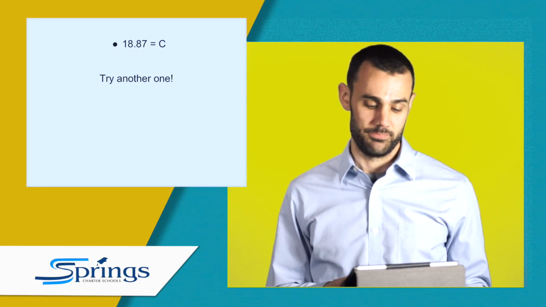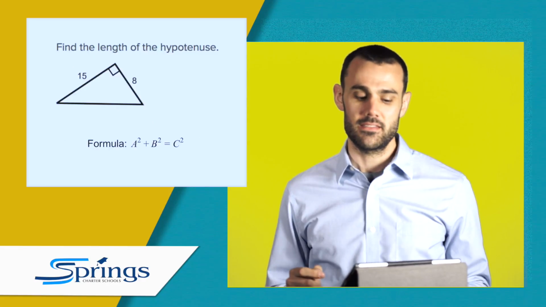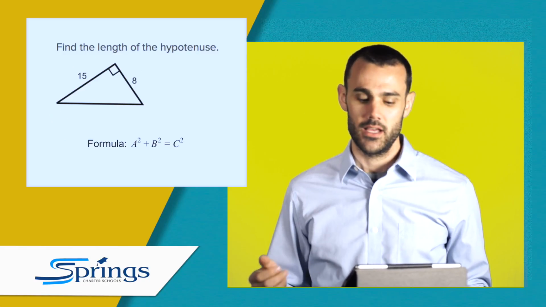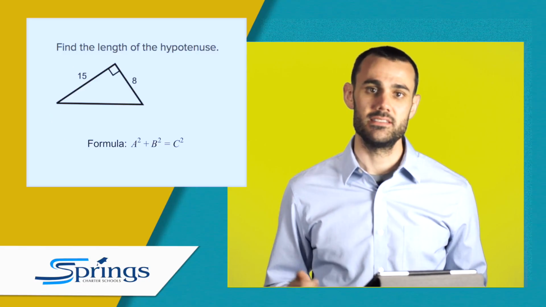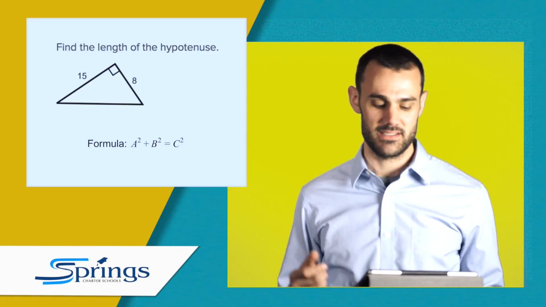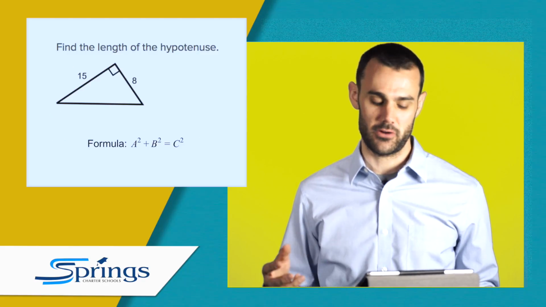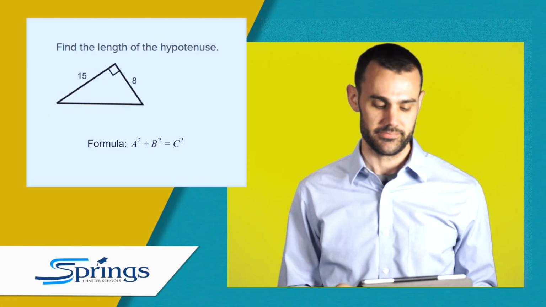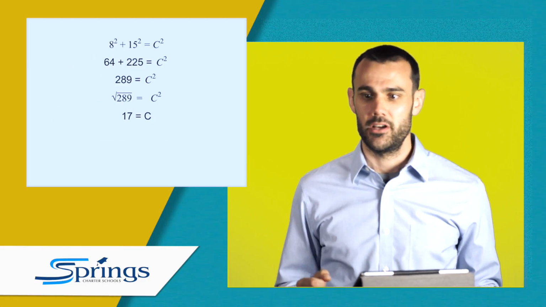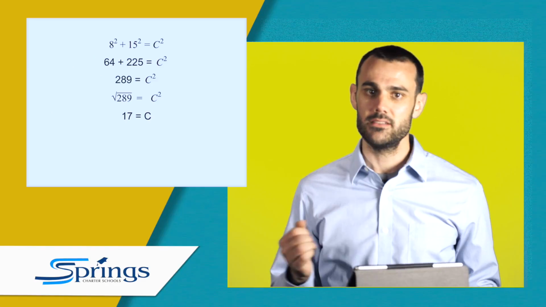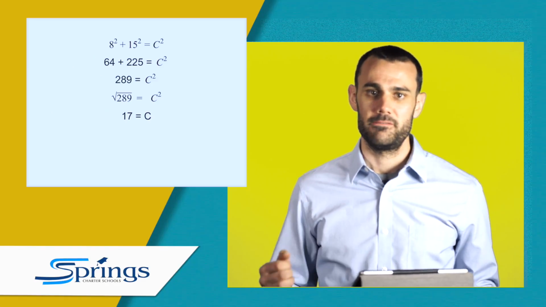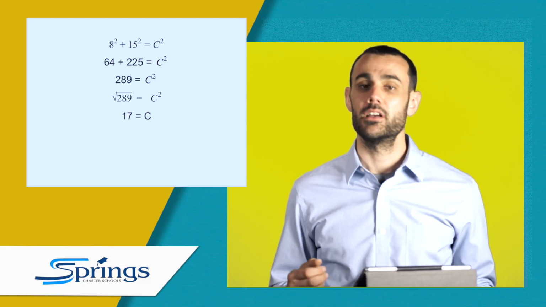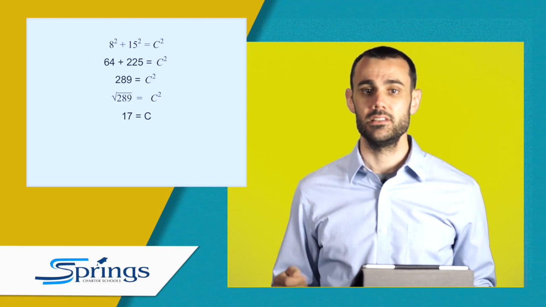Let's try another one. Find the length of the hypotenuse. We have a side of 15 and a side of 8, and the hypotenuse is the missing side we're looking for, which is represented by C. Again, the formula is A squared plus B squared equals C squared. Inserting what we know, 8 and 15. 8 squared is 64, 15 squared is 225, and we have 64 plus 225 equals C squared.